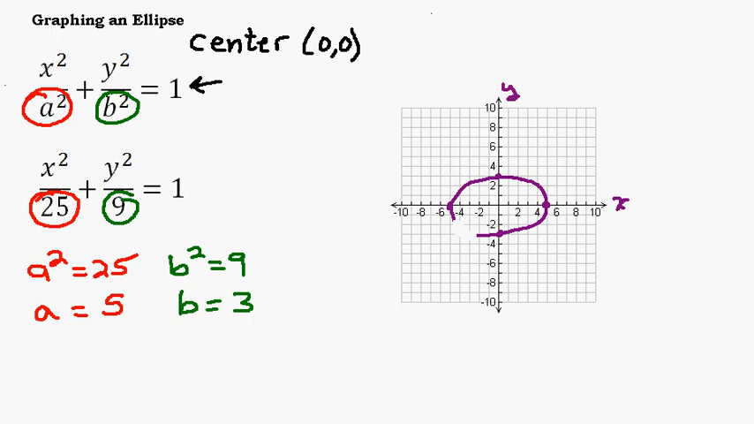Now if you want to find more points so you can draw a prettier ellipse than what I'm drawing right here, you would have to actually plug in values of x and solve for y, or plug in values of y and solve for x, which you could do. But if you're just asked to graph a general shape of an ellipse, this is good. This is fine. Just find your major axis endpoints and your minor axis endpoints, and you can sort of sketch in the rest as best you can.